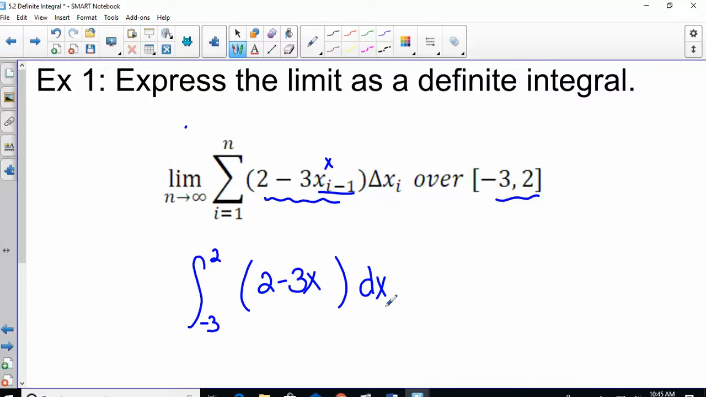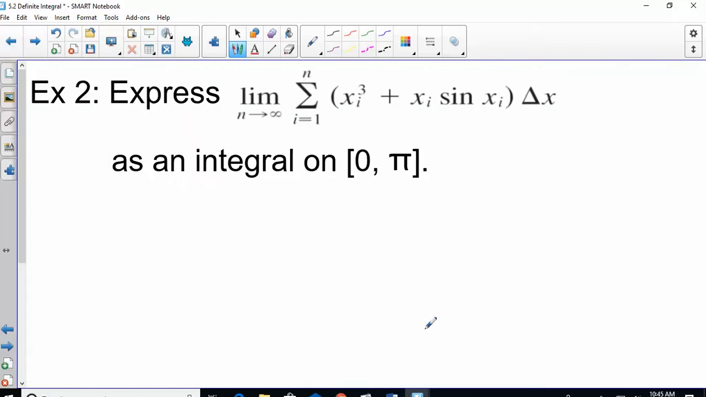So the handout I'm going to be giving you after this, the first 5 problems, are just taking this limit notation and rewriting it as an integral. And I'm not even having you calculate anything there. That would be your final answer. Let's do a couple more.